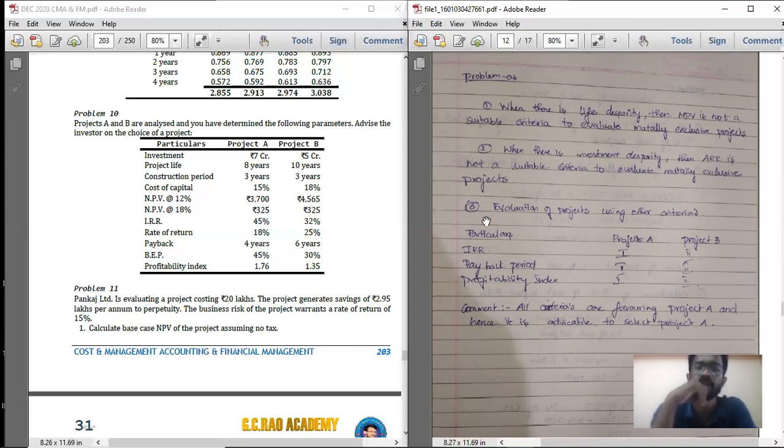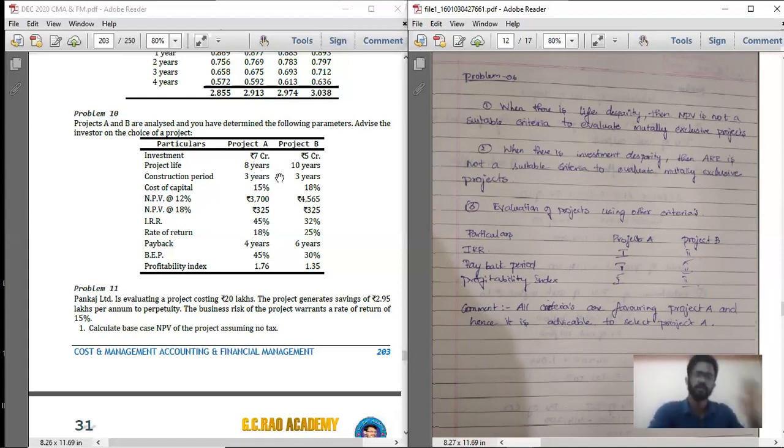So when there is life disparity, the NPV is not the suitable criteria to evaluate mutually exclusive projects. Here, in the question they have clearly given the project life: for project A it is 8 years, and project B is 10 years. If both were 10 years, then you could compare using NPV. But here, the life of both projects is different. So you cannot use net present value to evaluate which project is best.